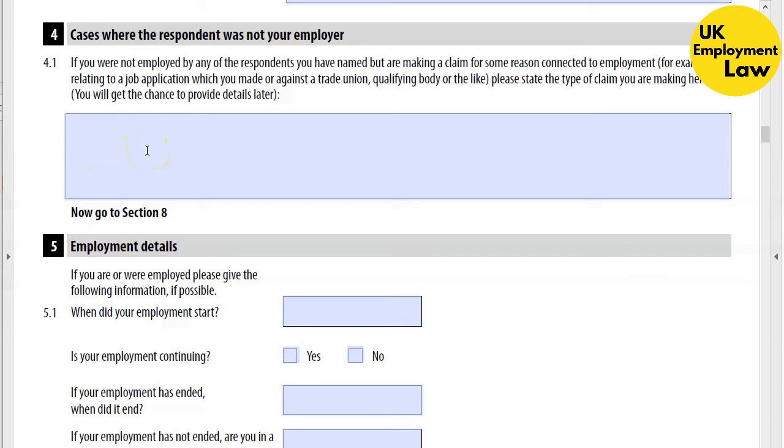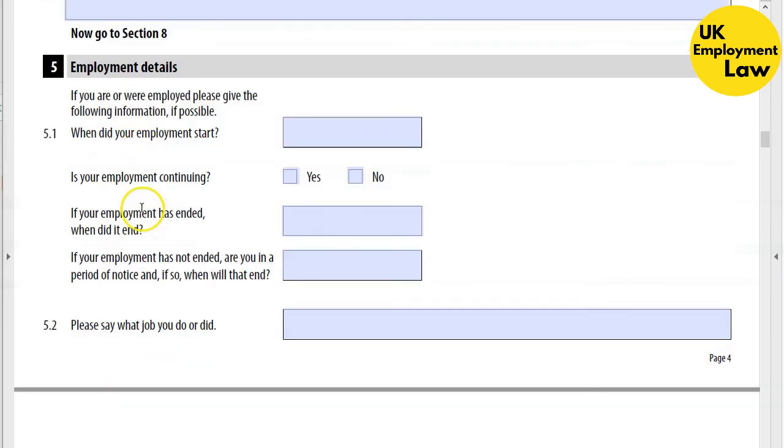Cases where the respondent was not your employer. This section is for those who are not employees or workers and are bringing claims against the respondent for some other reason. For example, job applicants who believe he or she was discriminated against because of her or his disability.